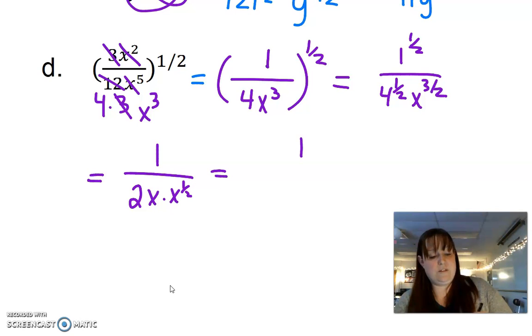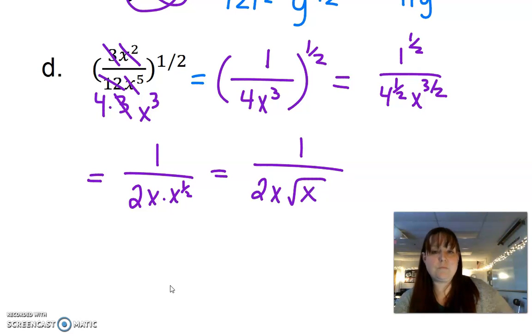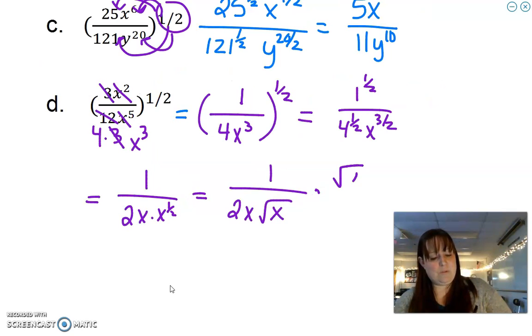So we can simplify this even further. This is 1 over 2x times the square root of x. And we have a little problem here because we have a radical in the denominator. You know, we don't like those radicals in the basement because we just don't know what they're planning. So we multiply both the top and bottom by that radical to get rid of it.